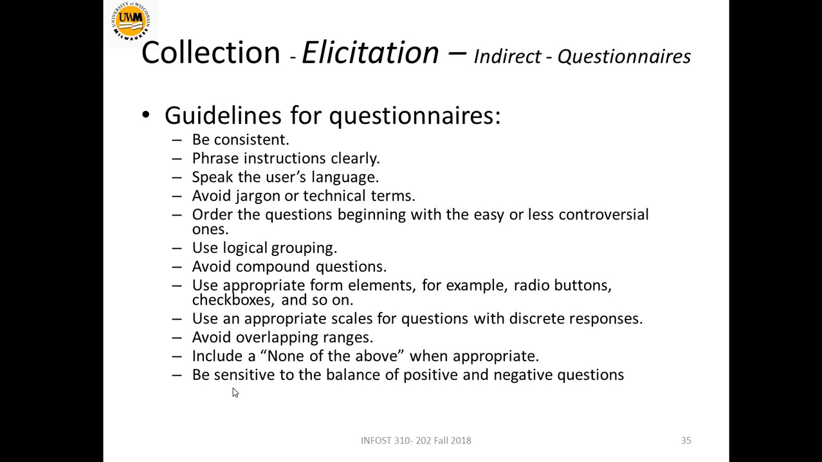Guidelines for questionnaires: we have to be consistent, we have to phrase instructions, we have to speak the user's language, avoid technical jargon, order the questions beginning with easy and less controversial, use logical grouping of questions. Questions about process can be grouped together, questions about the experience can be grouped together, and so on. Use appropriate elements, radio buttons, checkboxes, and so on. Use appropriate scales, avoid overlapping ranges, include none of the above where appropriate, and so on.